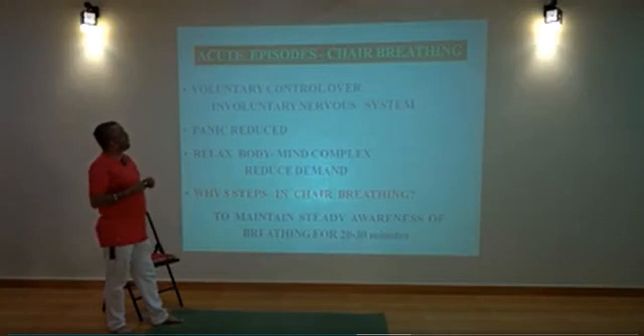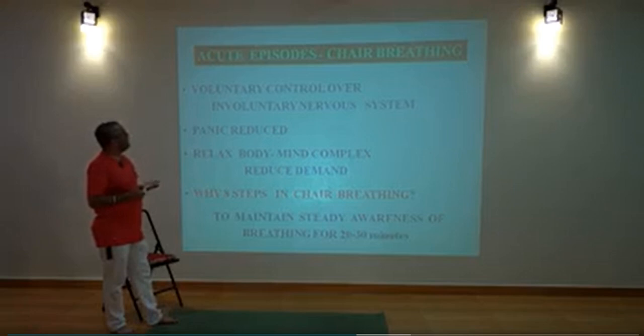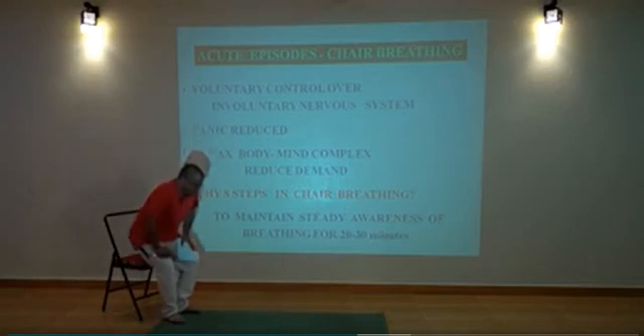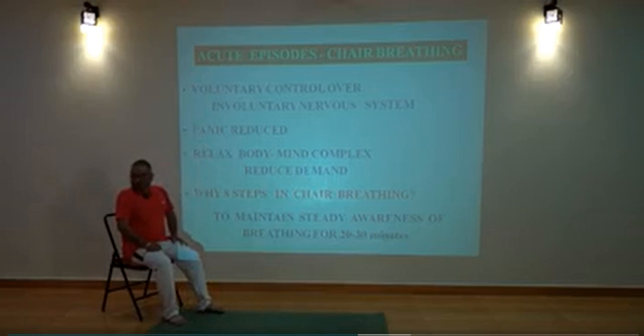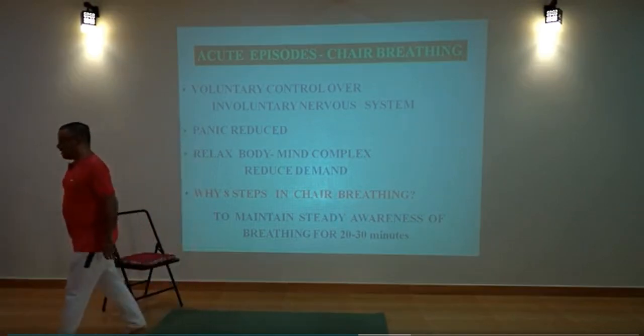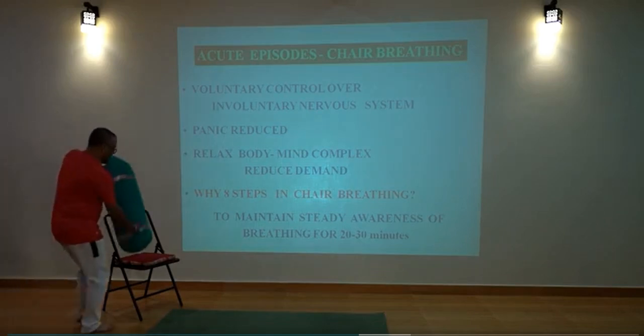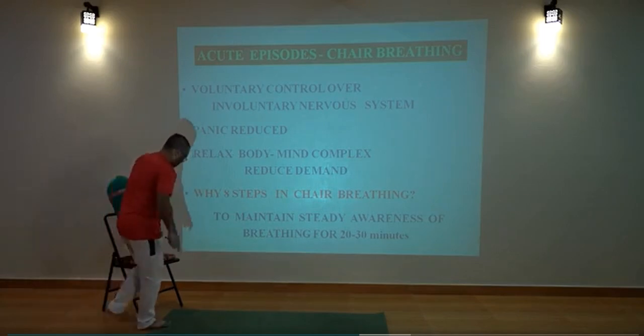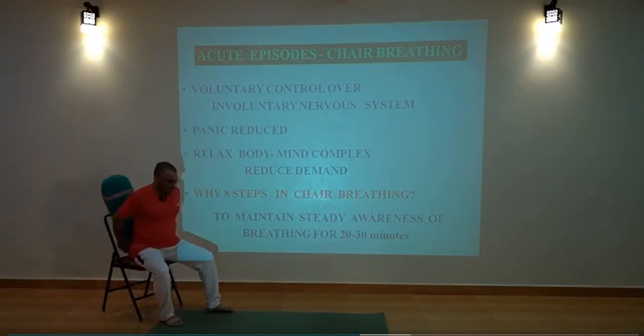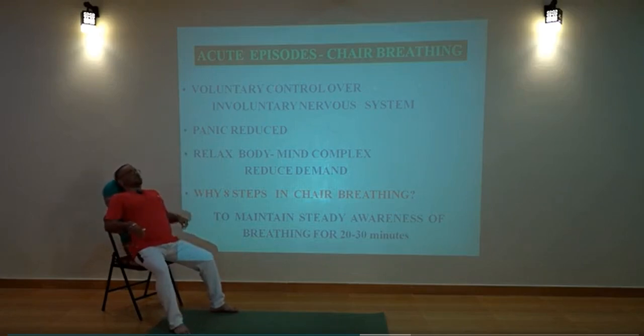Acute episodes, chair breathing you can take. So voluntary control over the involuntary nervous system. Trying to relax. For the chair breathing, we can use the bolster over there. The neck has to be relaxed. So we place it slightly like this and ask the person to relax the upper chest on the bolster, and the neck is relaxed also. Then after that we ask for gentle breathing.